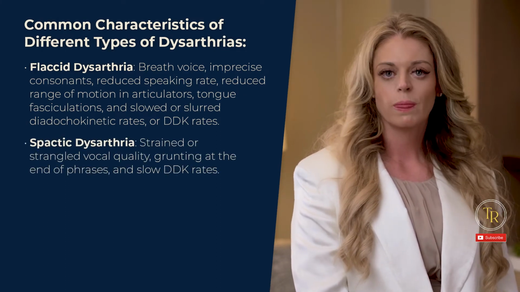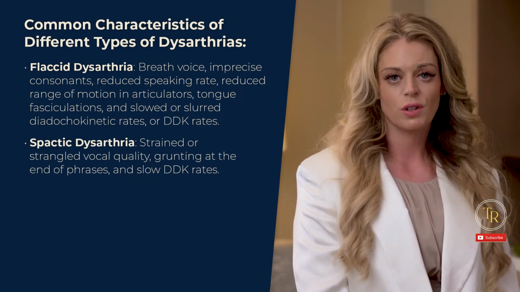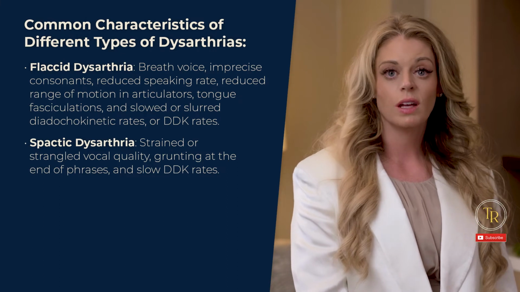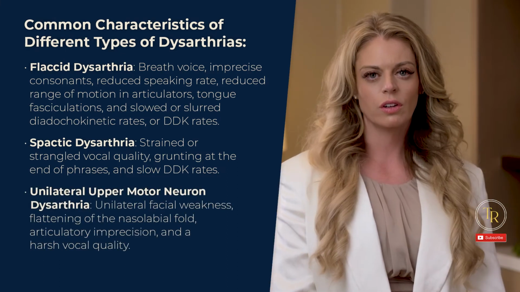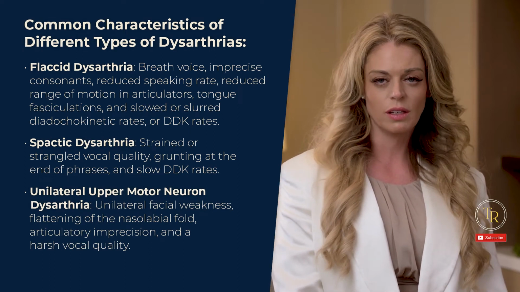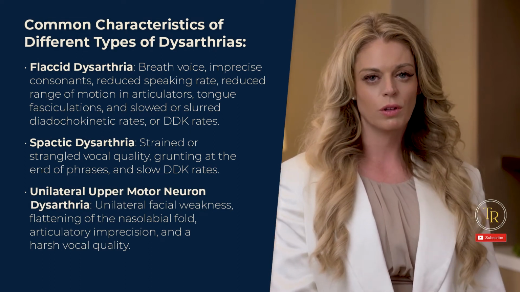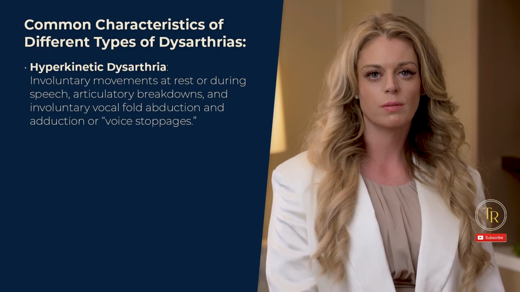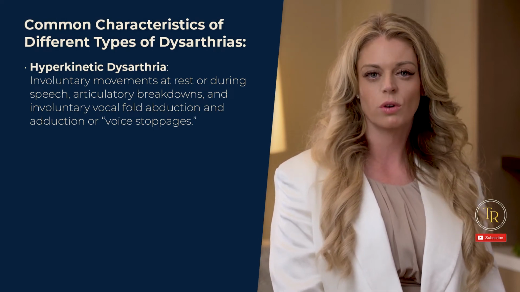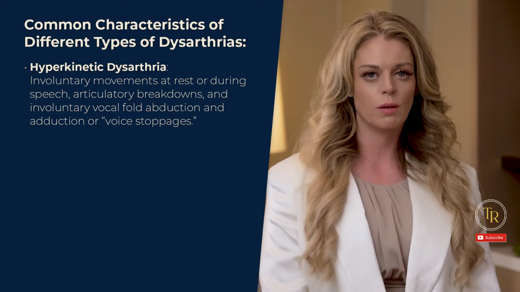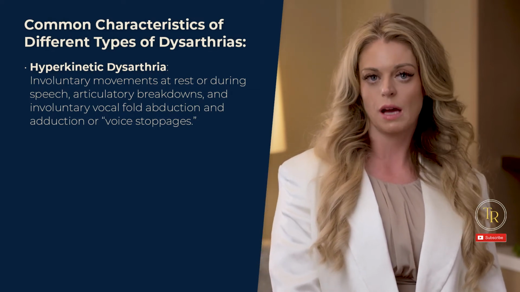Spastic dysarthria. For spastic dysarthria, you're likely to observe a strained or strangled vocal quality, grunting at the end of phrases, and slow DDK rates. Unilateral upper motor neuron dysarthria characteristics include unilateral facial weakness, flattening of the nasolabial fold, articulatory imprecision, and a harsh vocal quality. Hyperkinetic dysarthria can be characterized by involuntary movements at rest or during speech, articulatory breakdowns, and involuntary vocal fold abduction and adduction or voice stoppages.